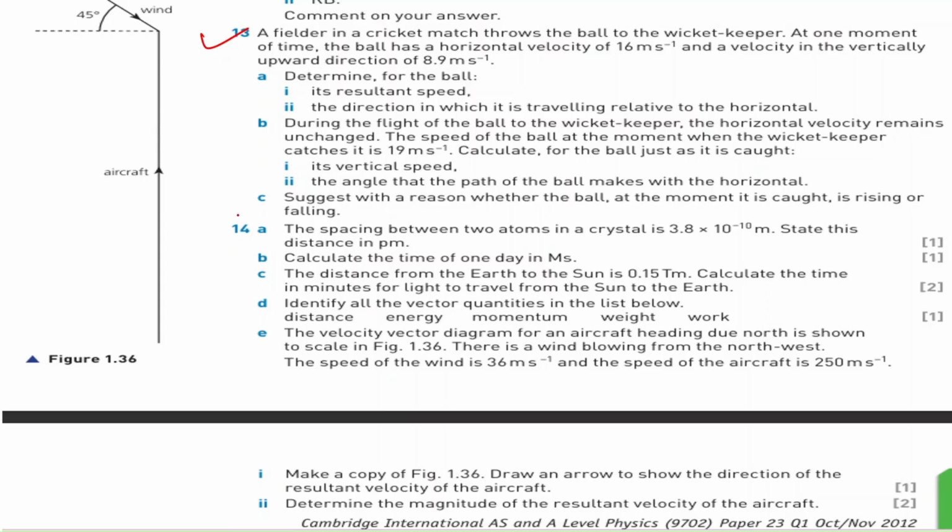Now, we move on to question number 14. It is divided into five sections. For A, the spacing between two atoms in a crystal is 3.8 into 10 raised to minus 10 meter. State this distance in pm. Pm means picometer, we have already seen the meaning of pm and how it is related to meter.